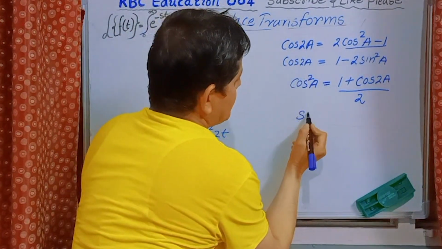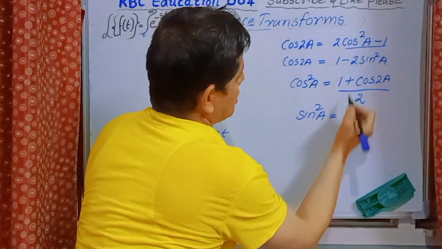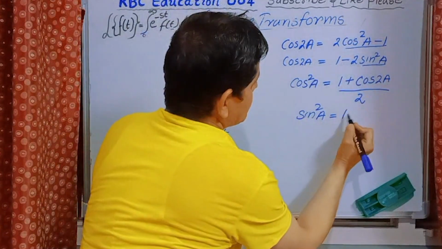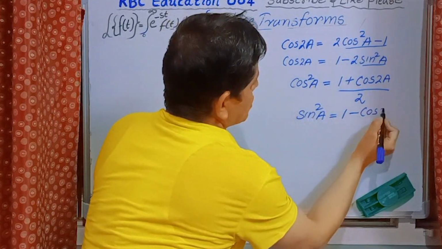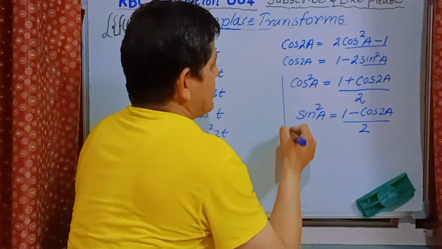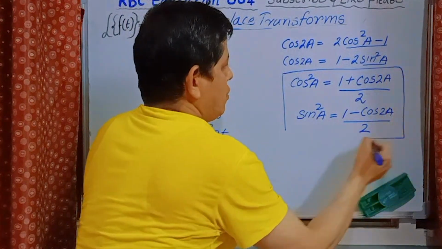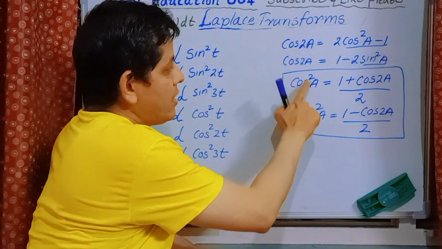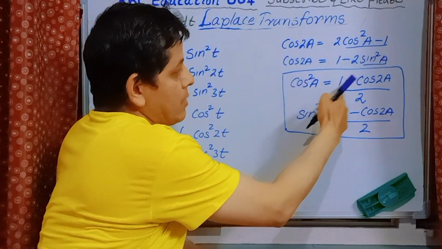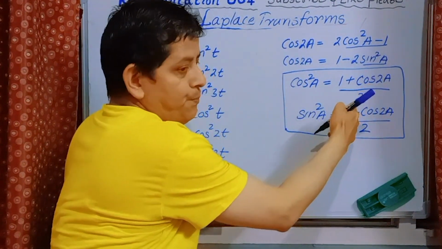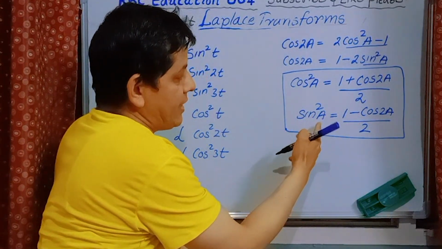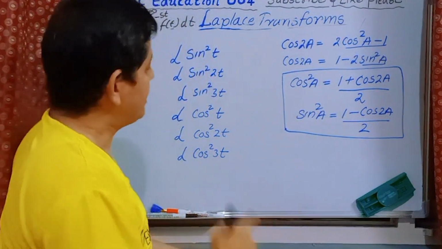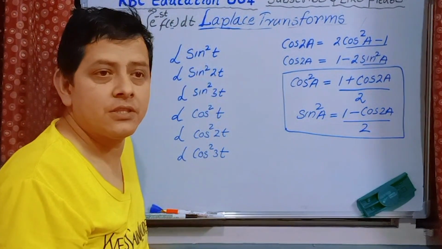And similarly, for sine square a, this portion is negative, so if you bring it this side, it becomes positive, and the other one becomes negative. So it is 1 minus cos 2a by 2. That's it, my friends, you got these two formulas. Cos square a means 1 plus cos 2a by 2, and similarly sine square a means 1 minus cos 2a by 2. Then you can easily solve Laplace things.